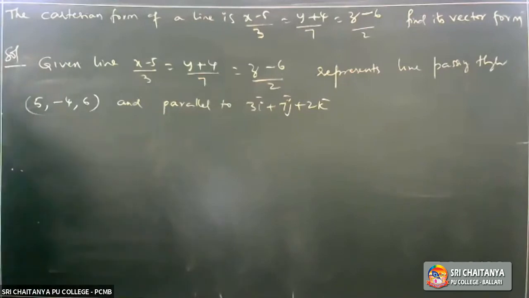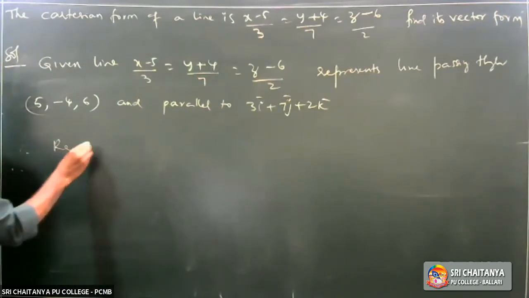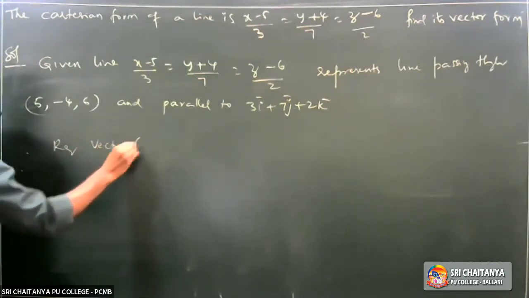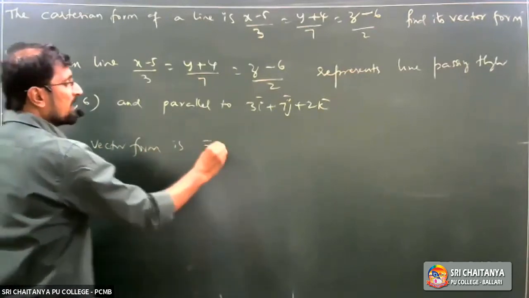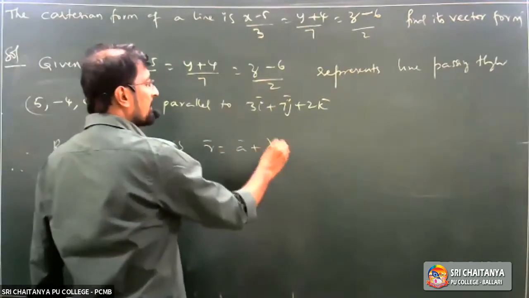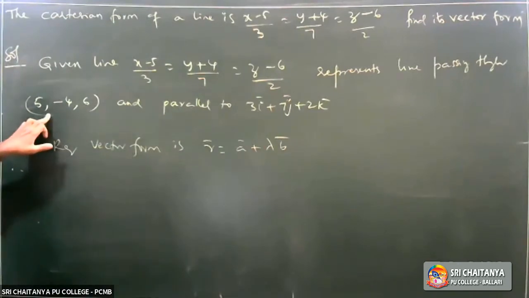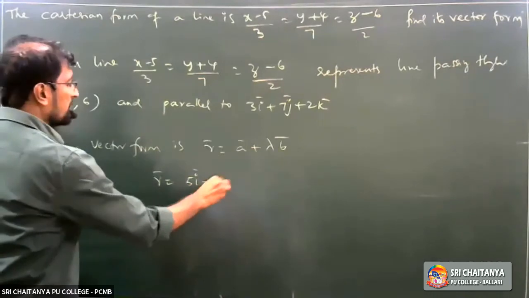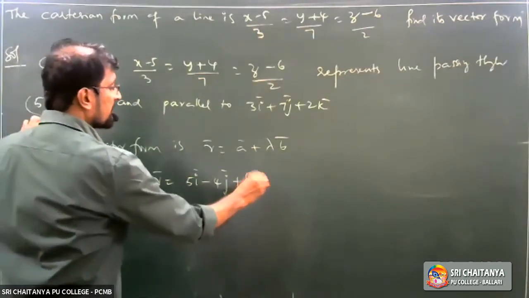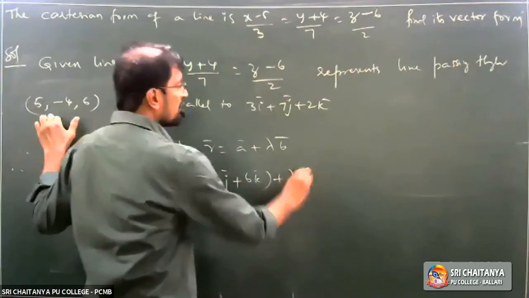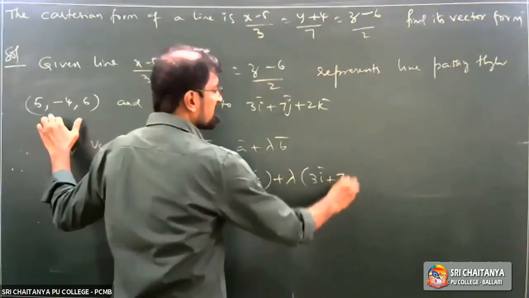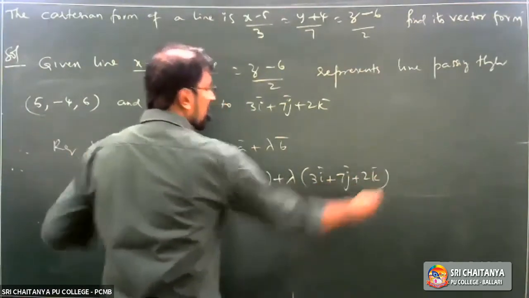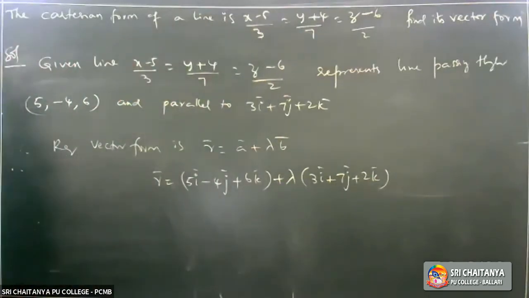Therefore, the required vector form is r bar is equal to a bar plus lambda b bar. This is a bar. r bar is equal to 5i bar minus 4j bar plus 6k bar plus lambda into 3i bar plus 7j bar plus 2k bar. I am going to repeat this entire thing. Just observe once.